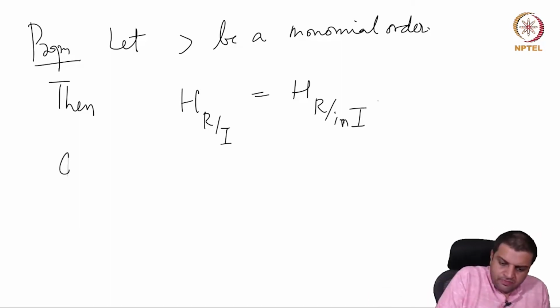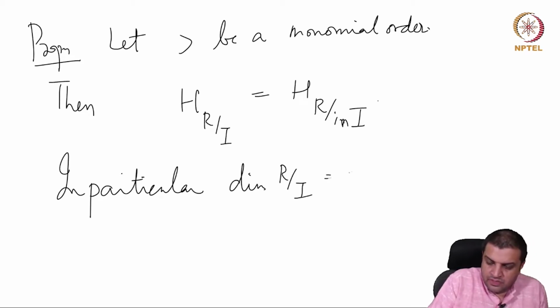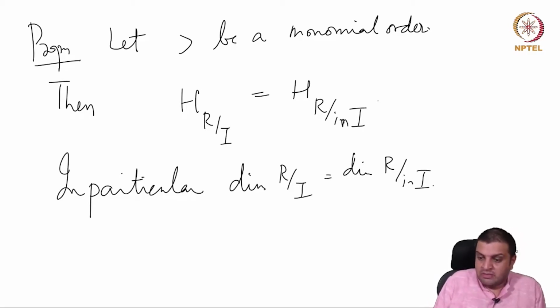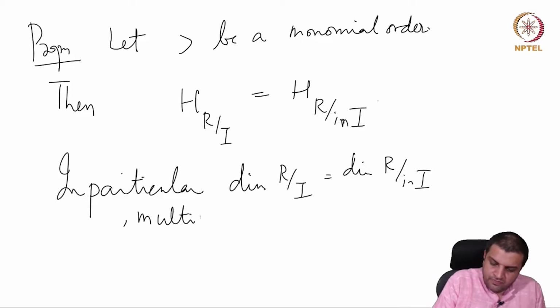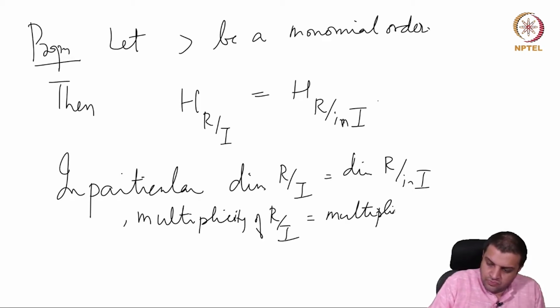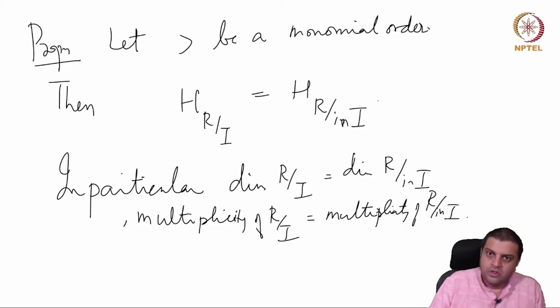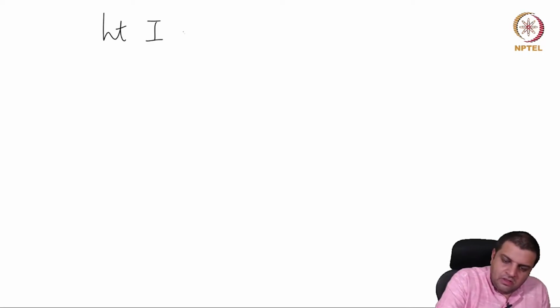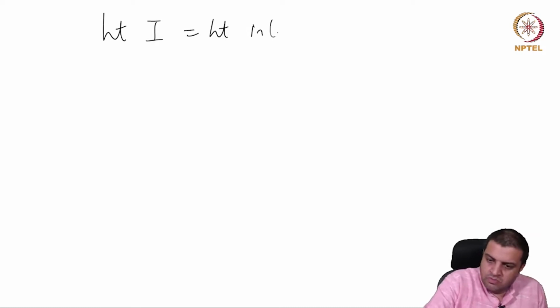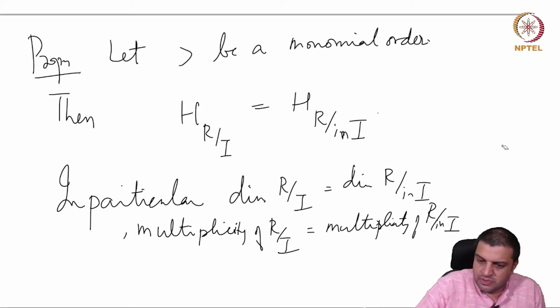Okay. So in particular, dimension of R mod I is dimension of R mod in I. So any quantity that can be recovered from the Hilbert series should agree for both. So this one is the dimension, which is given by the exponent in the denominator, 1 minus t to the something. So that determines the dimension. So dimensions are the same. Multiplicities are the same. Okay. And because of this, height is the same. So, sorry, this in is always with respect to the given monomial order.